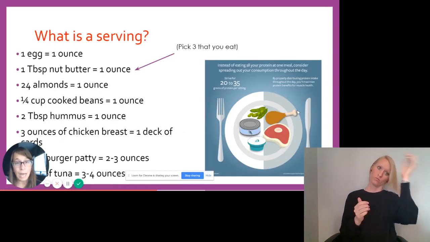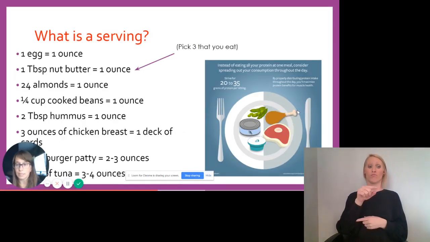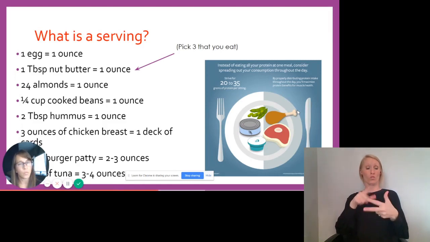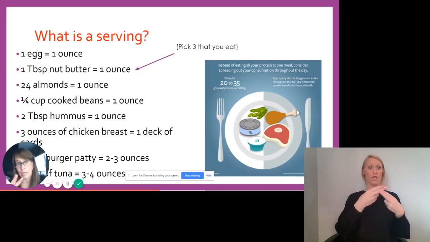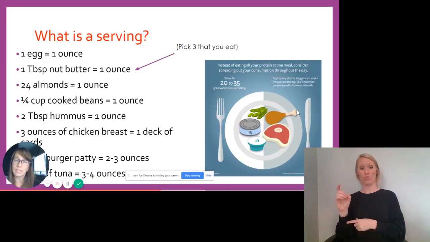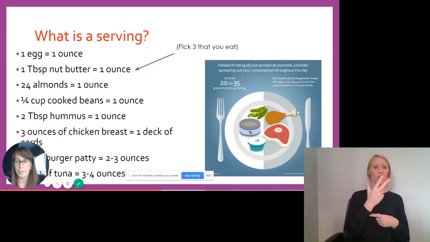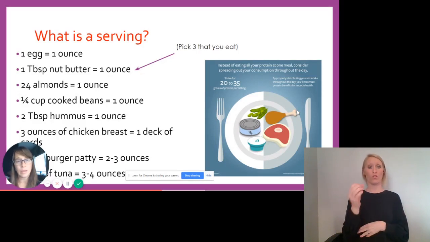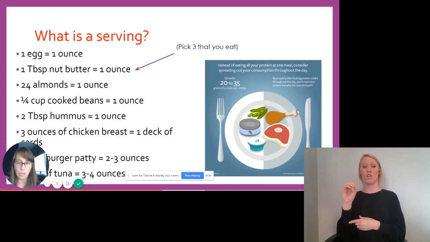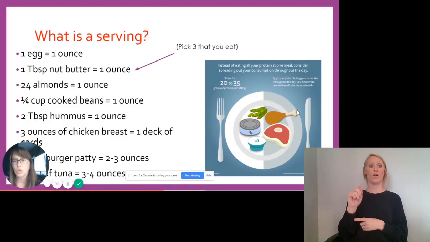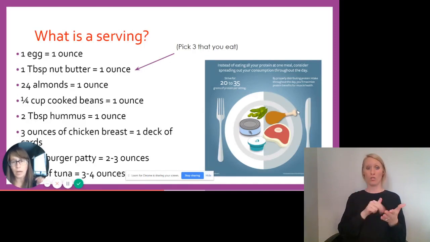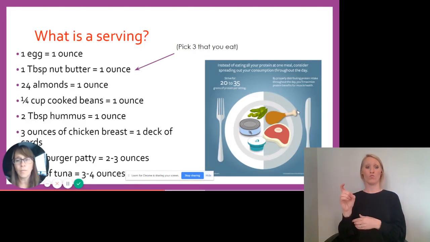So pick 3 that you would actually eat of these different serving sizes. 1 egg equals 1 ounce. So if I'm allowed to have 5 ounces of protein a day, if I have 2 eggs in the morning, I only have 3 ounces left to fill my day with, okay? 1 tablespoon of a nut butter, so peanut butter, almond butter, cashew butter, equals 1 ounce. 24 almonds, if you were to count them out, would be 1 ounce. 1/4 cup of cooked beans equals 1 ounce.